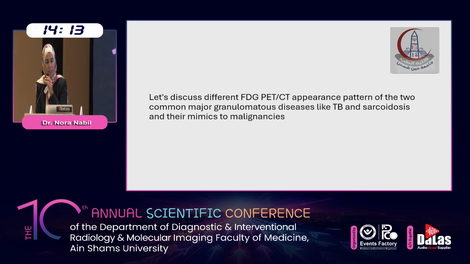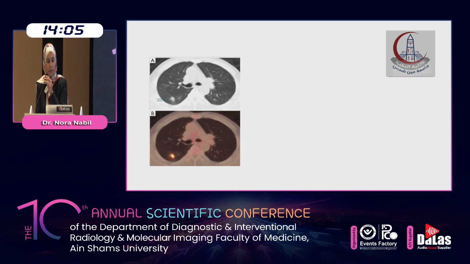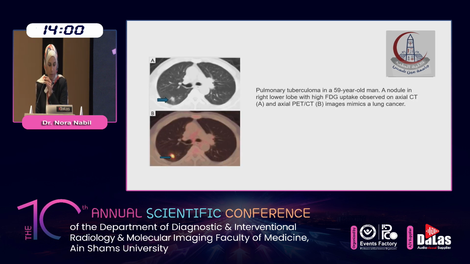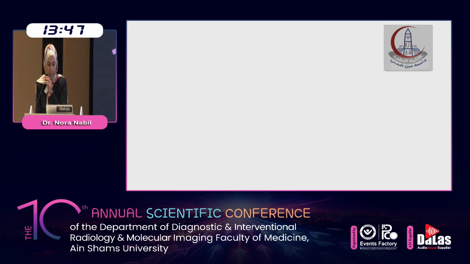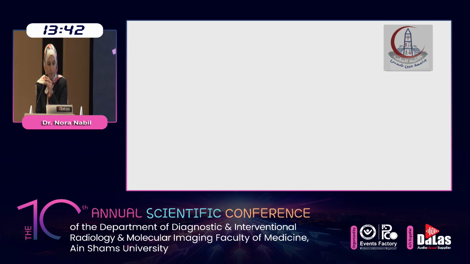Let's discuss different FDG appearance patterns of the two major granulomatous diseases, TB and sarcoidosis, and their mimics of malignancies, by examples. First example here, pulmonary tuberculoma in a 59-year-old man. As you can see here by the blue arrow, a nodule in the right lower lobe with high FDG uptake, observed on the axial CT images and in the PET-CT. It mimics malignancy. However, by diagnosis by biopsy, it is a tuberculoma nodule.